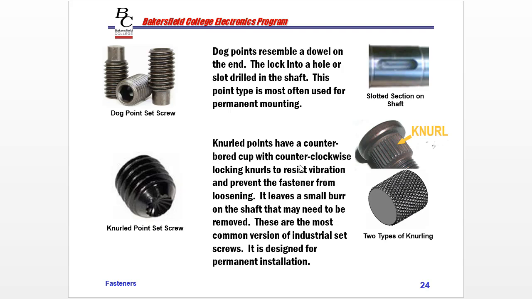So when we turn them counterclockwise, the knurls are used to resist vibration and prevent this fastener from loosening or coming out. It leaves a little burr on the shaft like a cone point, but not near as much damage as a cone point would leave. This is really the most common of industrial set screws that you'll find out in industry, and it's also designed for permanent installation.